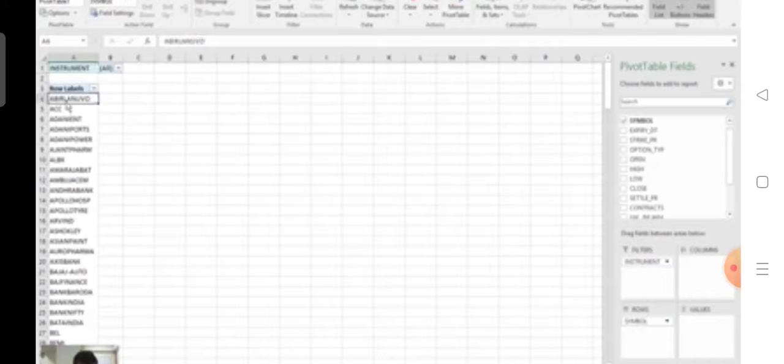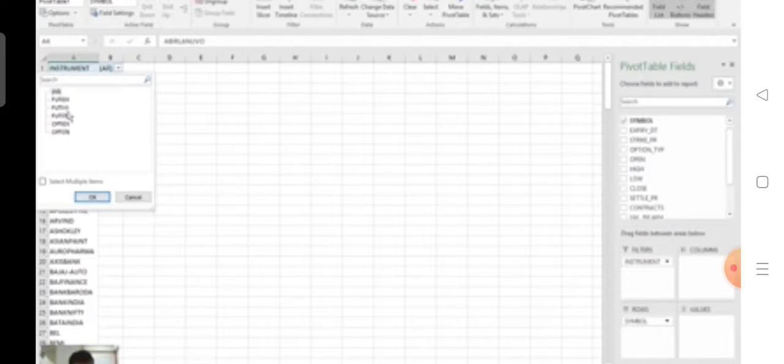But pivot helps you to derive multiple outputs out of that data set. Now say for example, I want to put all the instruments here. Or maybe I want to put all the instruments as part of the filter. And I want to put all symbols here. And I want to only see instruments which are future stocks.